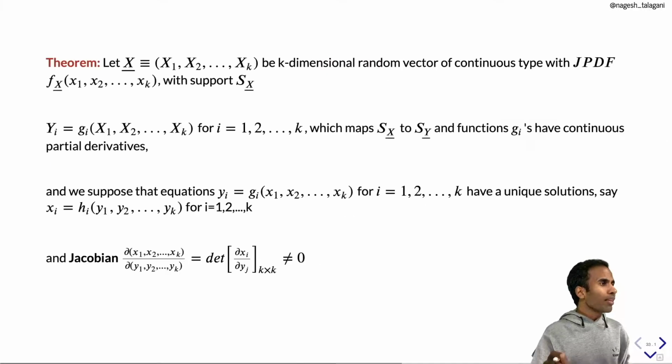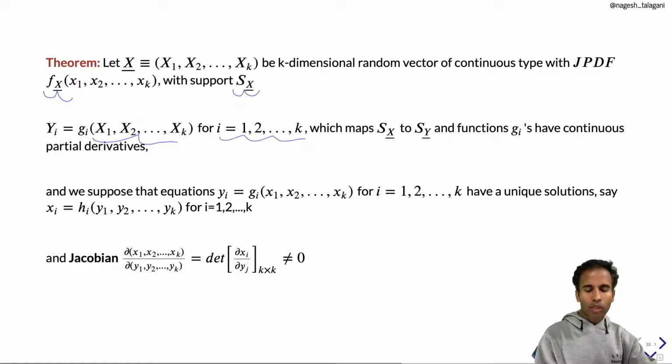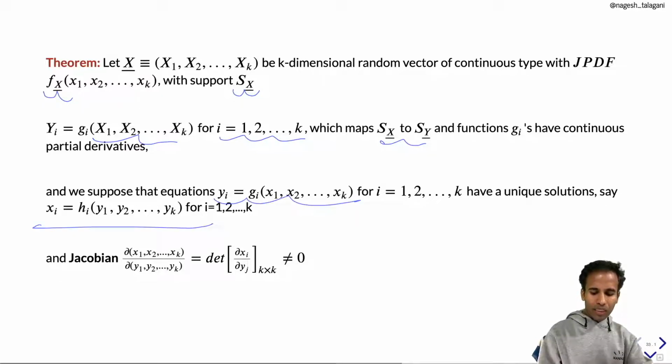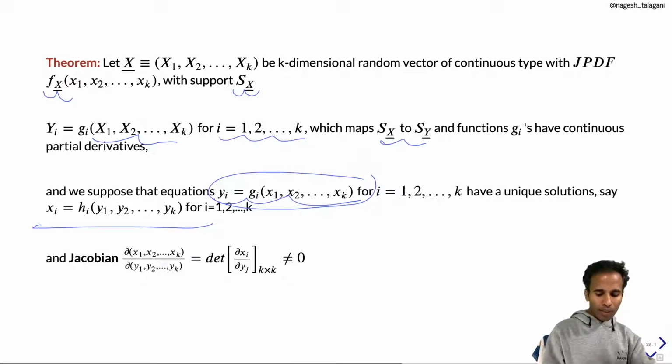Here is the theorem. Let X be a k-dimensional random vector (X1, X2, ..., Xk) with a joint PDF f_X and the support S_X. And we have transformations y_i equal to g_i of x1, x2, ..., xk for i equal to 1 to k, which maps S_X to S_Y, which is a one-to-one transformation, so that we have a unique solution for these equations. So these equations y_i equal to g_i of x1, ..., xk can be uniquely solved for x's like this: x_i equal to h_i of y1, y2, ..., yk for i equal to 1 to k.